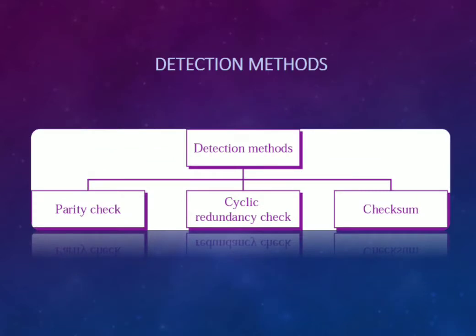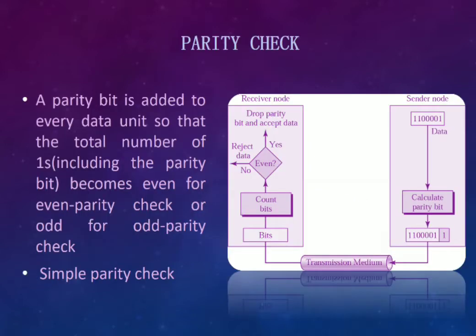Detection methods. There are three types of methods. First, parity check; second, cyclic redundancy check; and third, checksum. So let's see the first method. Parity check. A parity bit is added to every data unit so that the total number of 1s becomes even for even parity check, or odd for odd parity check.